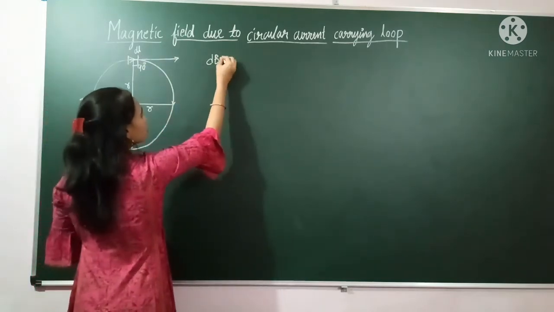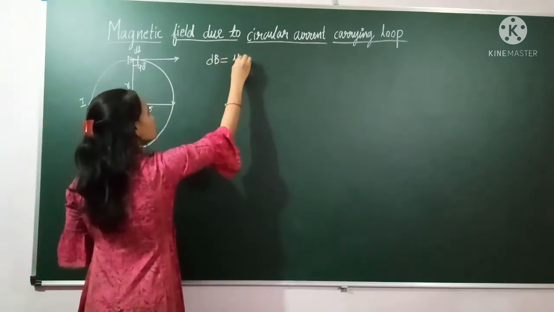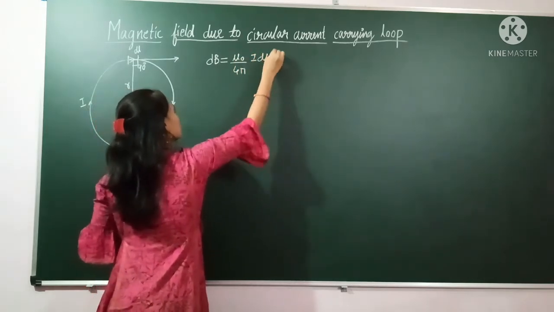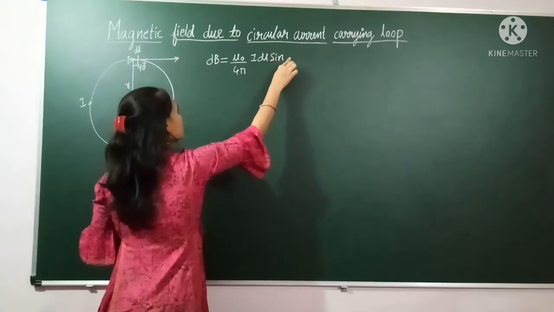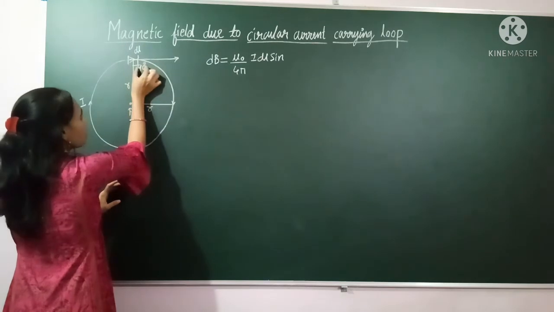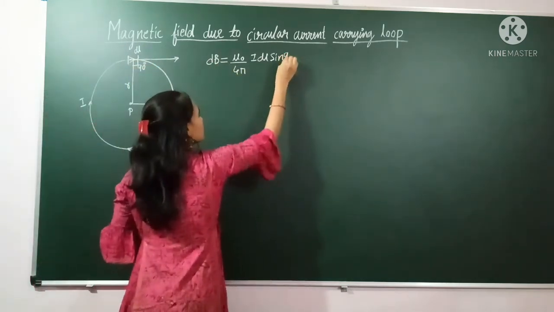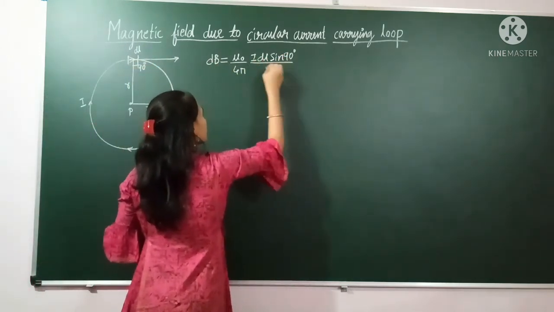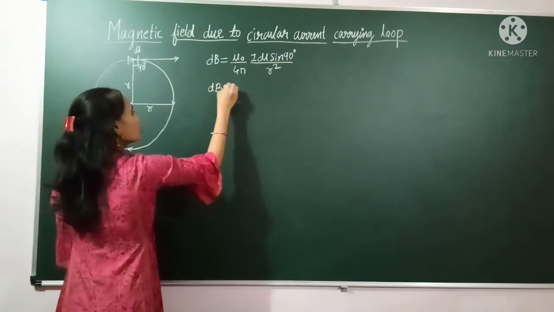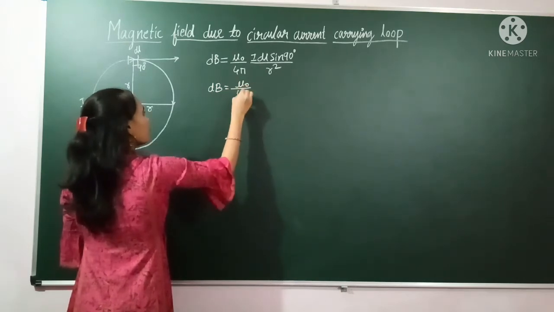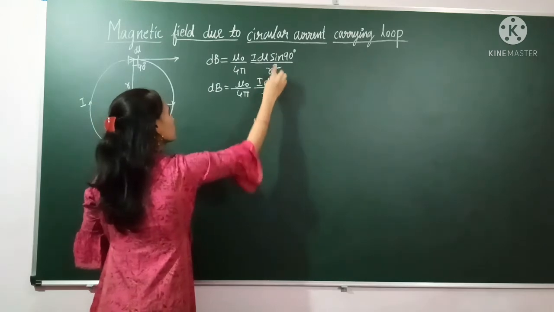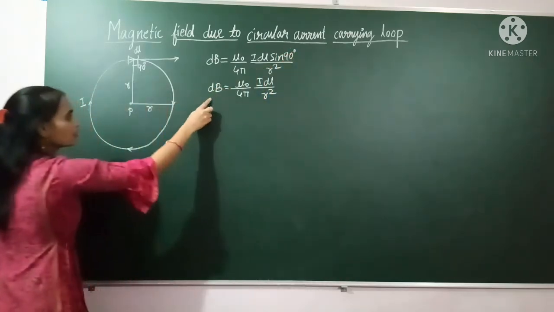So first we will take the Biot-Savart law. According to Biot-Savart law, dB is equal to mu naught divided by 4 pi, I dl sine theta. Here theta we will take as the angle between dl and the r vector. Here our angle is 90 degrees, so we take sine 90 degrees divided by r square. So this equation can be written as dB is equal to mu naught divided by 4 pi, I dl divided by r square, because sine 90 value is 1. So this is our magnetic field.